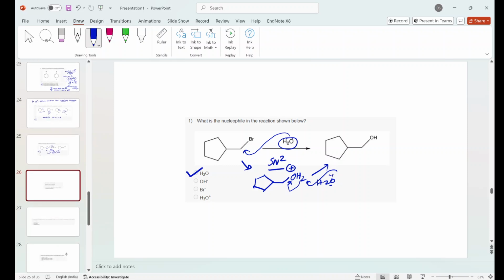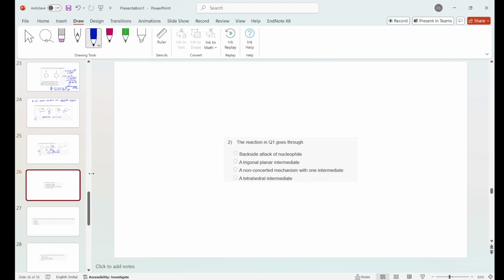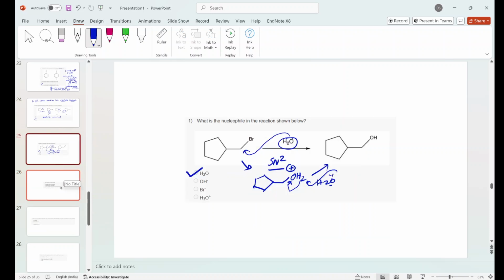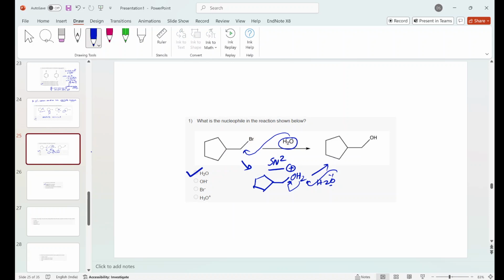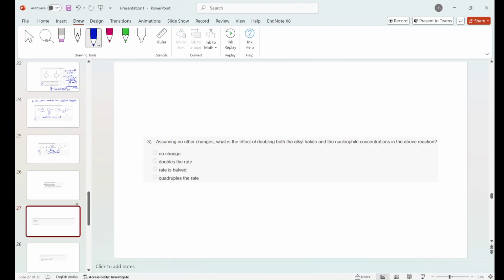Okay. So the next question is the reaction Q1, the first one. It is an SN2 reaction, right? So it should be backside attack of the nucleophile. There is no chance of getting a stable carbocation here.